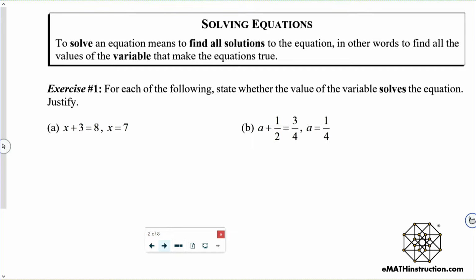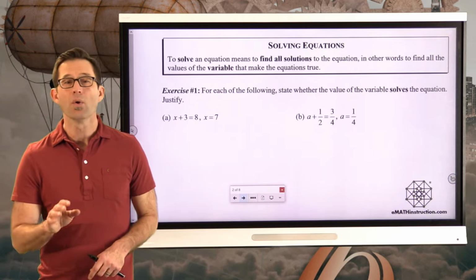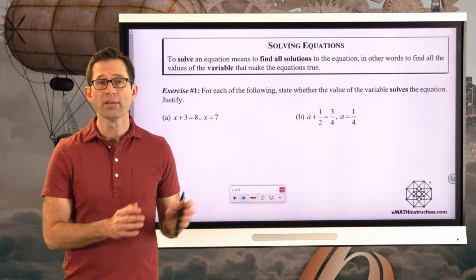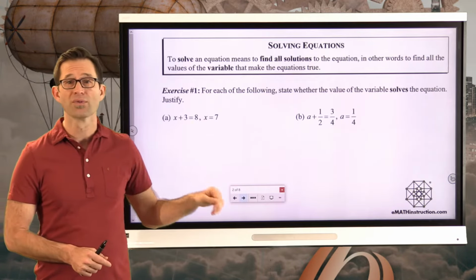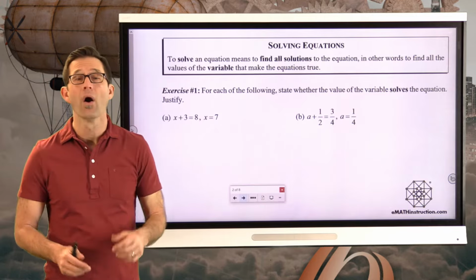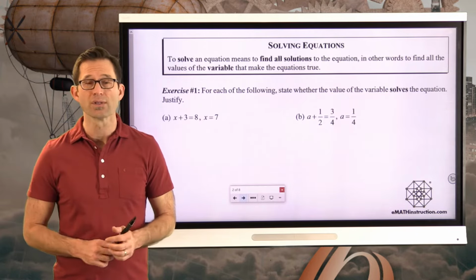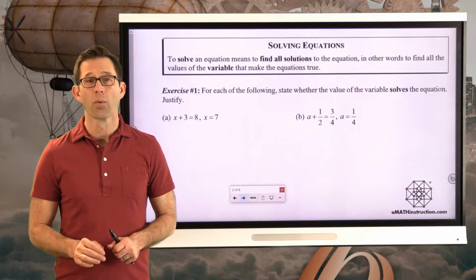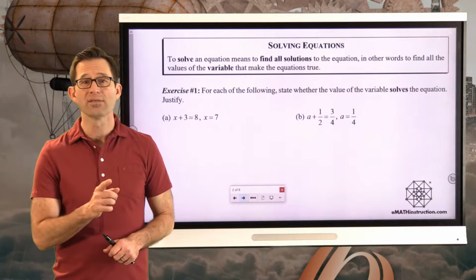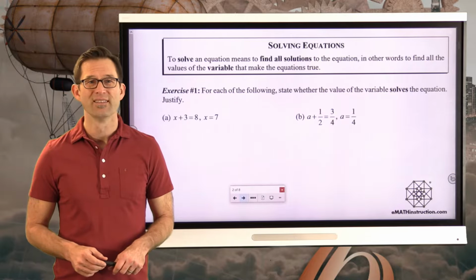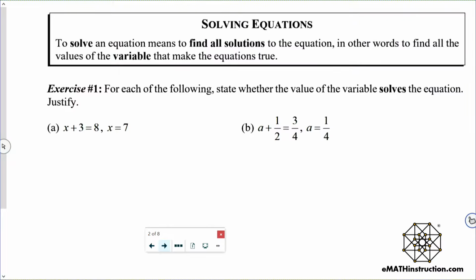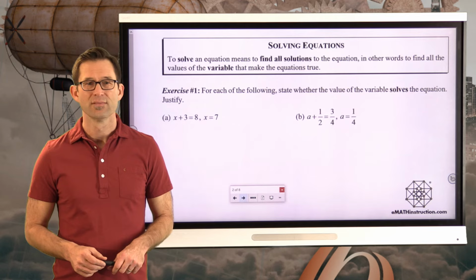Now in exercise 1, it asks us for each of the following, state whether the value of the variable solves the equation and justify. This isn't how do we find solutions. This is again just, are these values that are supplied, x equals 7 here, a equals 1/4 there, solutions to these equations? Since this was primarily what you did on the homework in the last lesson, pause the video now and see if the values that are supplied here are solutions to these equations. Take a moment.